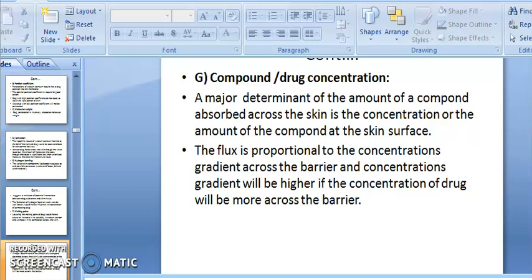The flux is proportional to the concentration gradient across the barrier, and the concentration gradient will be higher if the concentration of drug is higher. If the concentration is high, there is a higher driving force to cross the barrier. The higher the concentration, the higher the probability of crossing the barrier.